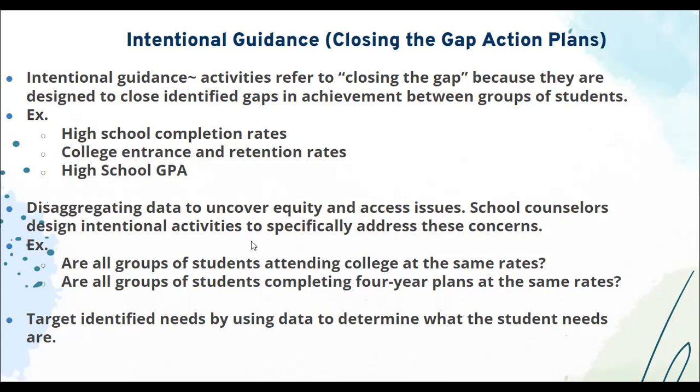Some of the questions that school counselors can ask are: are all groups of students attending college at the same rates? Are all groups of students completing four-year plans at the same rate? So again, disaggregating data. When you are closing an achievement gap, really disaggregate it by gender. You can disaggregate it by ethnicity and by socioeconomic background of the student to get a more holistic view and uncover the equity and access issues when using intentional guidance to close achievement gaps.